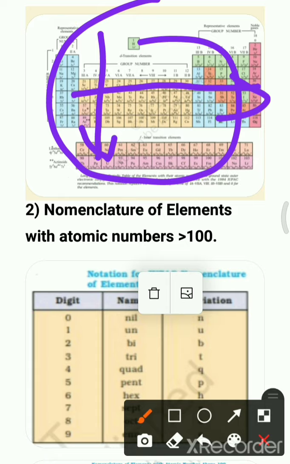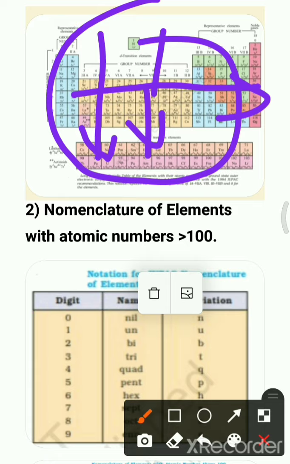Elements having similar outer electronic configuration in their atoms are arranged in vertical columns. Those are referred to as groups or families. According to the recommendations of the International Union of Pure and Applied Chemistry, that is IUPAC, the groups are numbered from 1 to 18, replacing the older notations of groups 1A, 2A, 3A, 3B, 4A and so on.